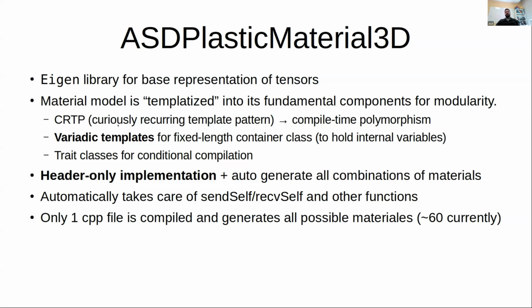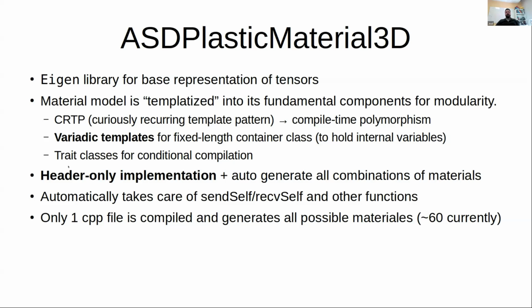But we exploit new features of C++14 actually to get a lot of stuff done automatically. So the use of variadic templates for a fixed length container class for the internal variables is an important addition here, and trait classes for conditional compilation. And what results from this is a header-only implementation, and this is a really big deal because it means it's modular. Now we can make it really modular in an easy way.